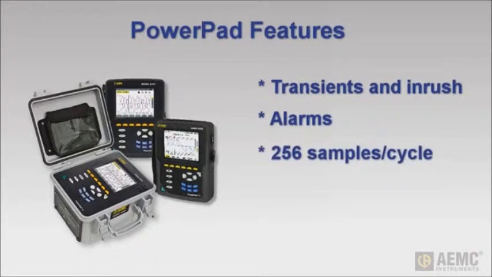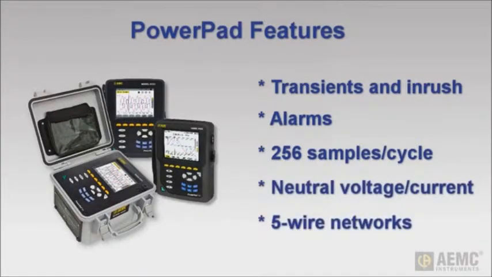The PowerPad takes 256 samples per cycle, resulting in over 15,000 samples per second on 60 Hz networks. These samples are used to calculate highly detailed subcycle data. PowerPad can also measure neutral voltage and current and supports 5-wire networks.